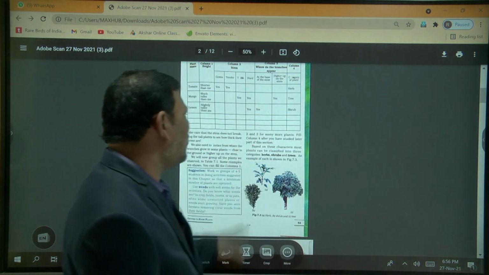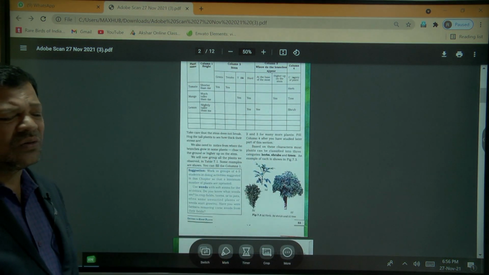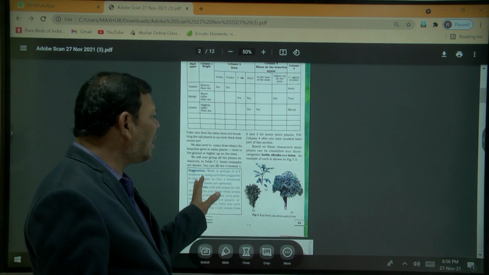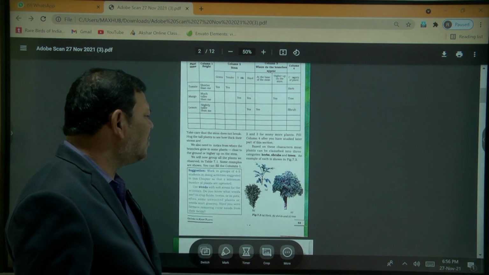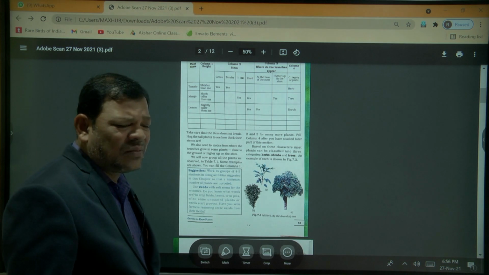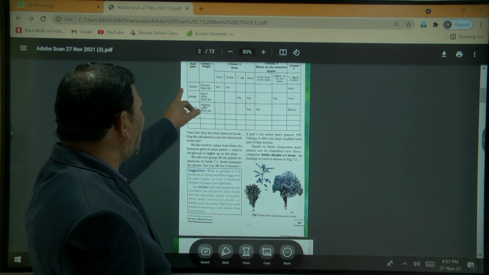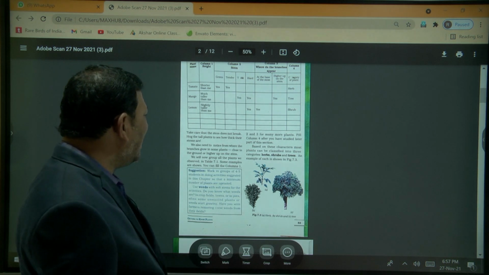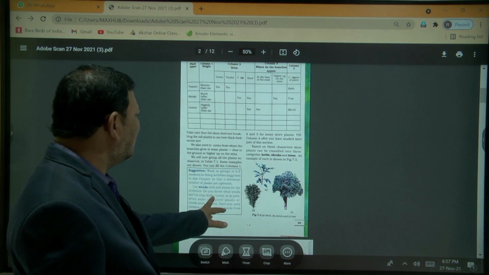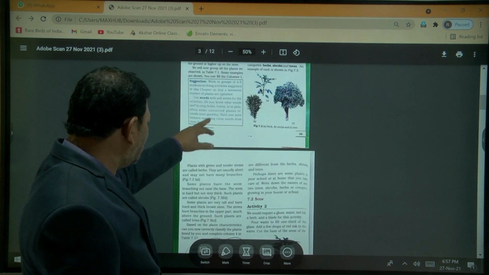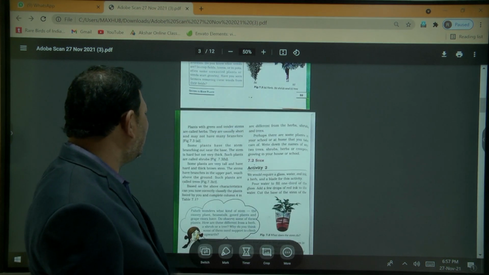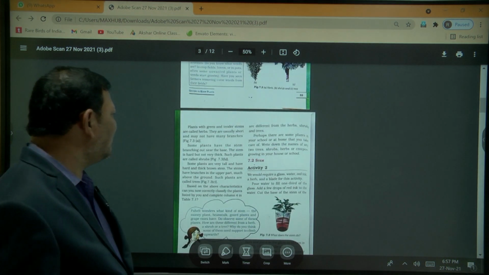Here the ultimate point is that plants are classified based on their characters into three categories. First one is the herb, second one is the shrub, third one is the tree. Examples: herb, tomato; shrub, lemon plant; and tree, mango. Here they are given clearly.